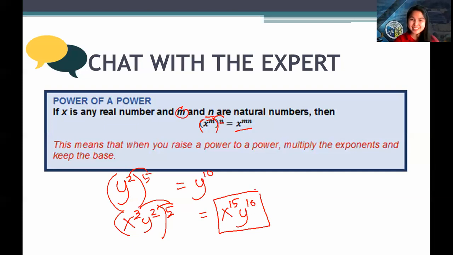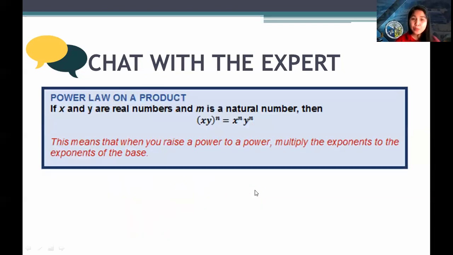The next one, power law on a product. Oops, this is the one I mentioned a while ago, but let me add more. For example, 2x cubed y to the 7th raised to the power of 2.